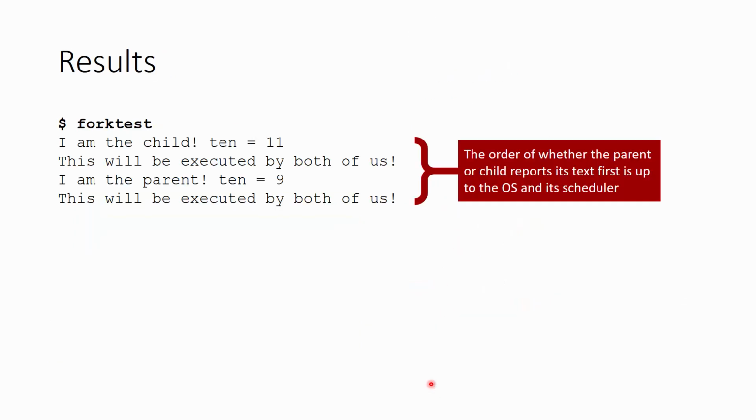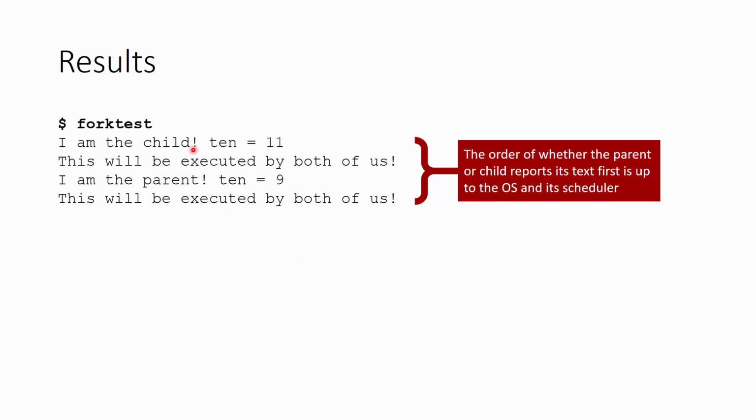Here are the results. So when we run fork test, the child says, "I'm the child," and 10 has been changed to 11, and it says "this is executed by both of us." The parent says, "I am the parent," and it's changed its variable itself. And they both report the line that says "this is going to be executed by both of us."